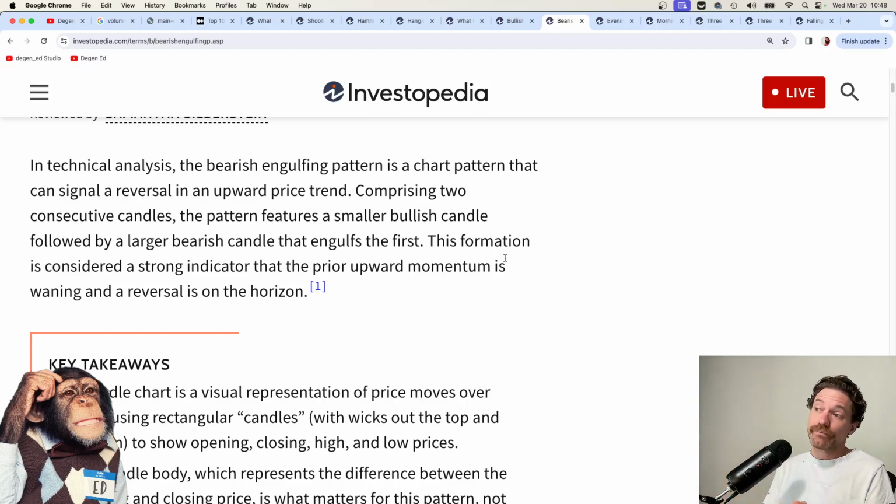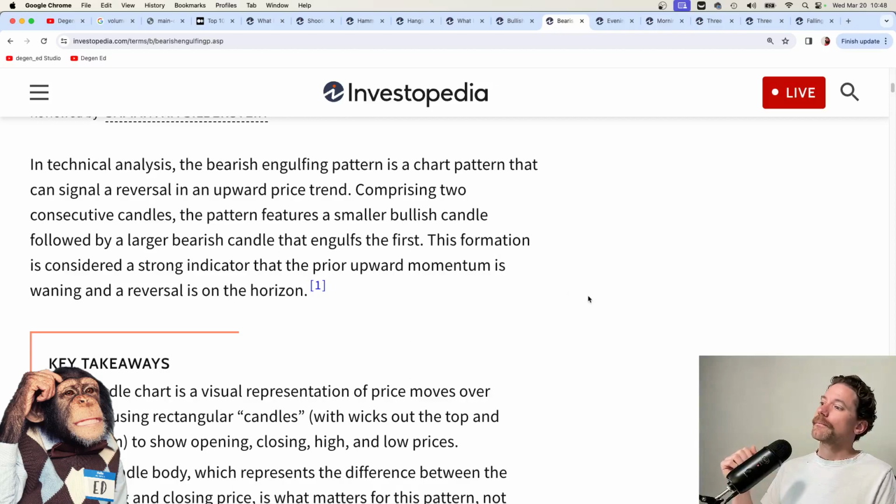It could be in the next day, it could be in the next week or month, depending on the time frame that you're looking at, depending on how long price has been in an uptrend. It might take a little bit longer for that reversal to play out if it has been a long-standing uptrend.